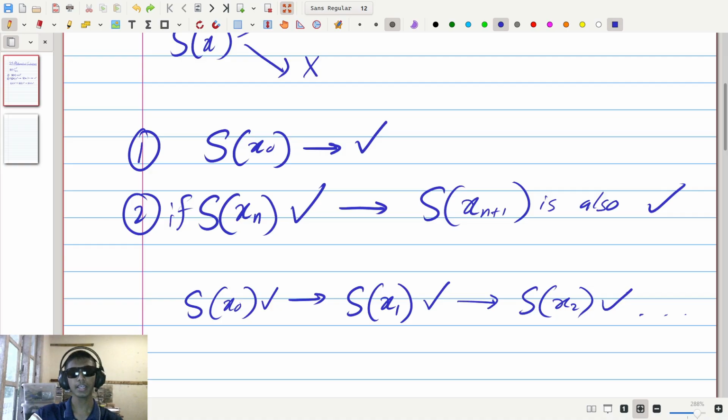So basically, S of x0 is true, which implies S of x1 is true, which implies S of x2 is true, and so on up to infinity for all values of x, for the given rule between x sub n and x sub n plus 1 and the given base case x sub 0. This is all the theory that we need to discuss in mathematical induction.